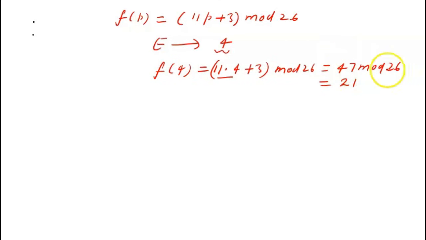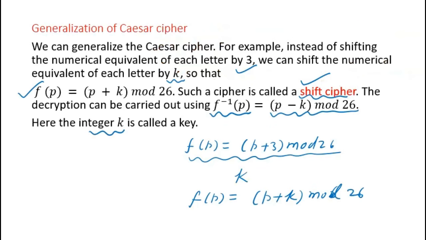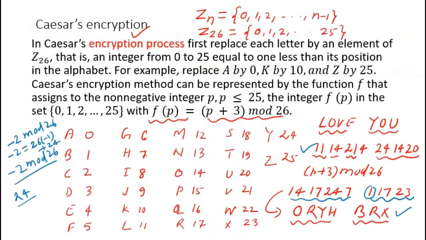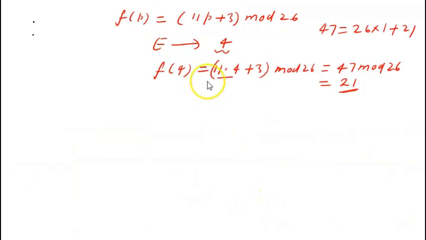Yes or no? 7 minus 6 is 1, and 4 minus 2 is 2. So 47 can basically be seen as 26 into 1 plus 21. So 21 stands for what? Let us check the list. That 21 stands for V. So using this transformation, the alphabet E is changed to V.